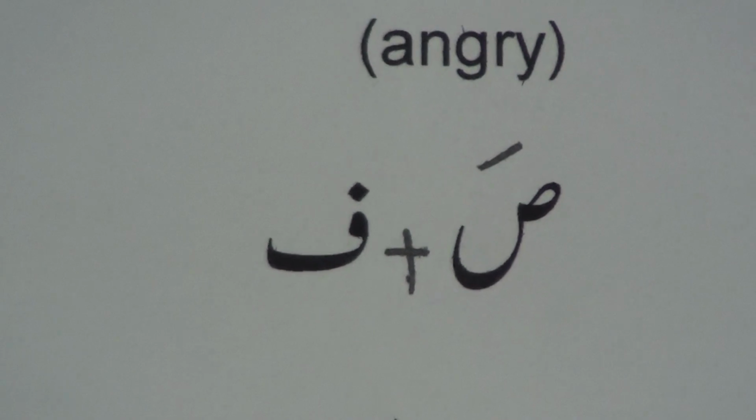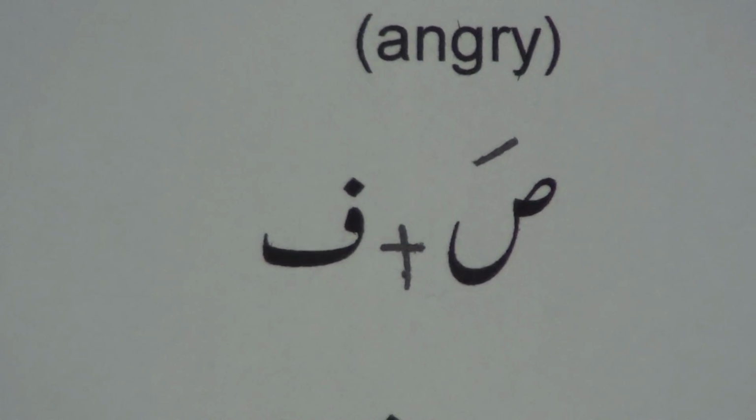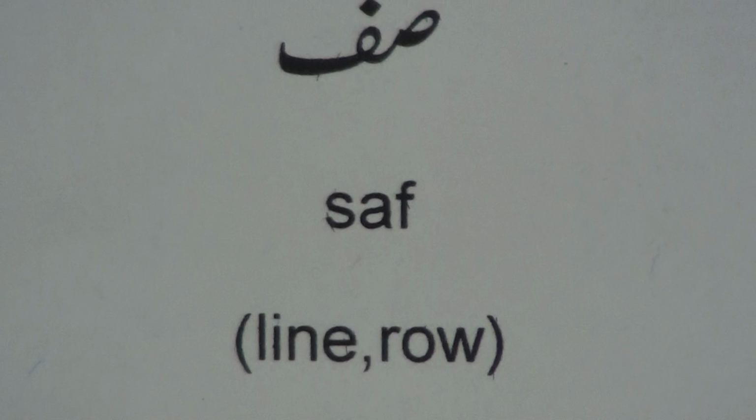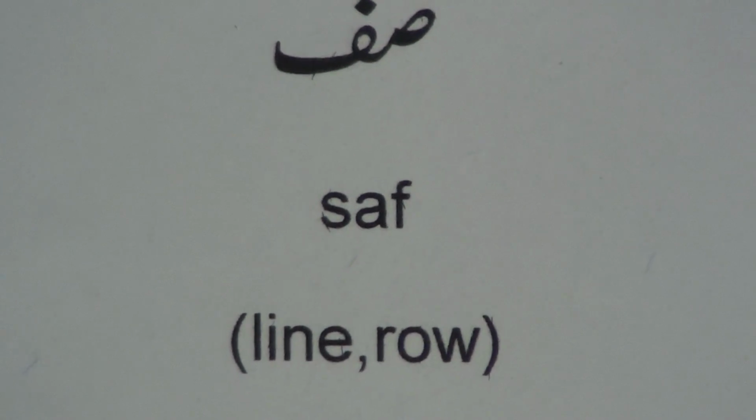Saf. Sad zabar sa and Fe, saf. It is written like this. Saf means line or row.